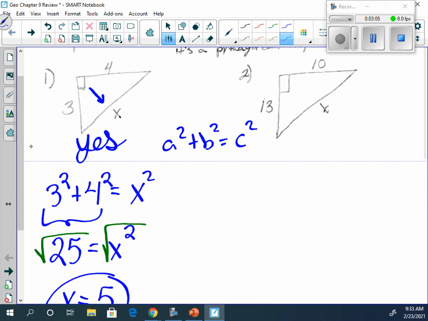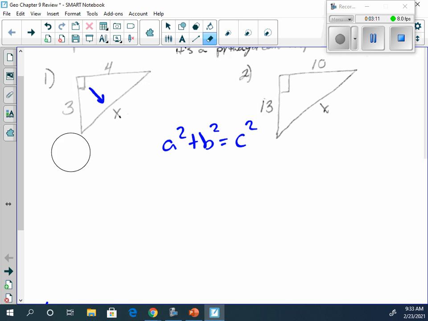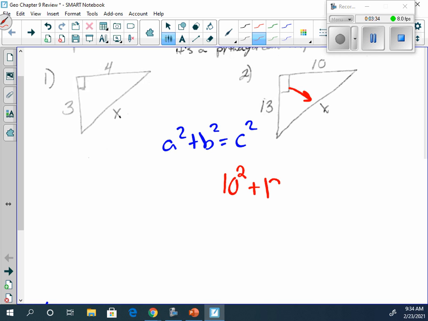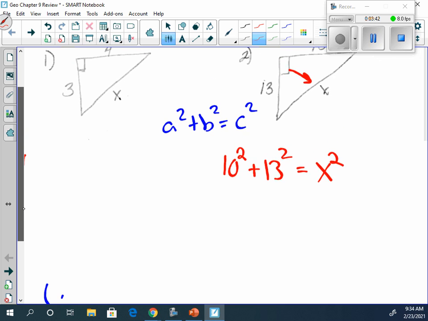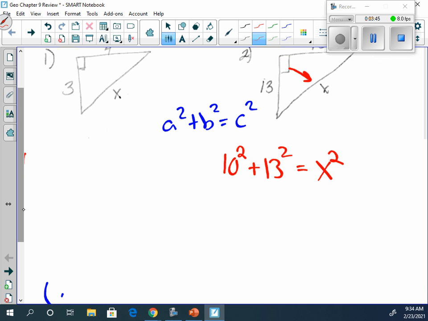Now, if we look at problem number 2, it's a very similar setup, because we're given 2 side lengths, 10 and 13. And again, we're solving for the hypotenuse. I know I'm solving for the hypotenuse because it's the side opposite the 90 degrees. Whenever I'm solving for the side opposite the 90 degrees, we're solving for the hypotenuse, which means I'm going to plug 10 and 13 in for a and b, and we'll plug x in for the value of c. So we're just using the Pythagorean theorem and plugging in our numbers accordingly.